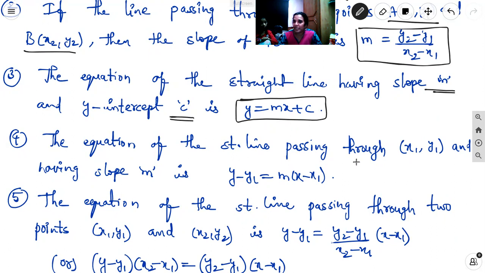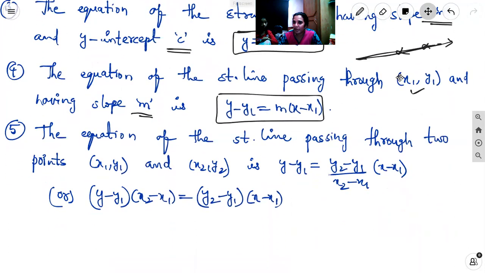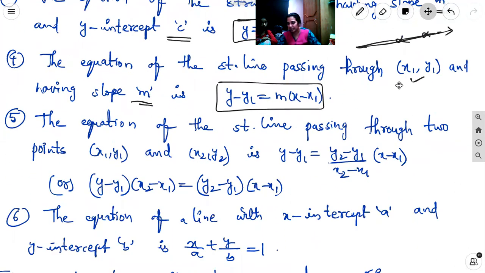The equation of the straight line passing through one point and having slope small m is y minus y1 equal to m into x minus x1. The slope is the ratio, the same value, obtained from the difference of any two points. So when we know the slope and a point, the formula of the straight line is y minus y1 equal to m into x minus x1.